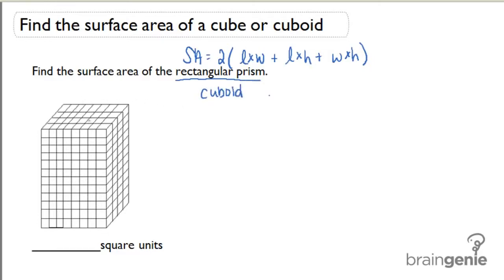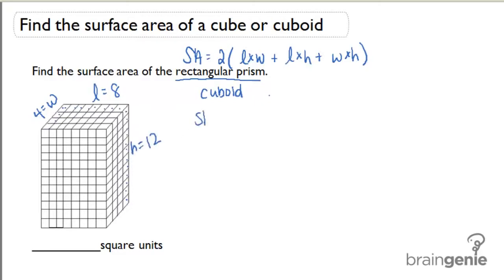So in this rectangular prism, the dimensions are not given to us explicitly. We have to count the cubic units in order to find the dimensions of this rectangular prism. So the width of this prism is just going to be 1, 2, 3, 4 units. The length is going to be 1, 2, 3, 4, 5, 6, 7, 8 units. And the height is just 1, 2, 3, 4, 5, 6, 7, 8, 9, 10, 11, 12 units.